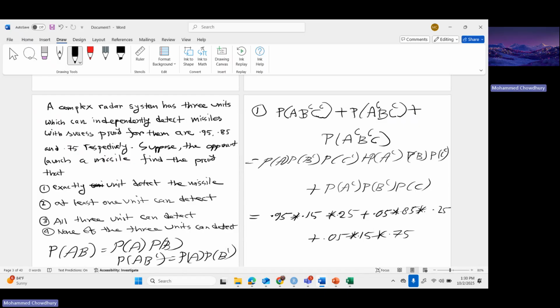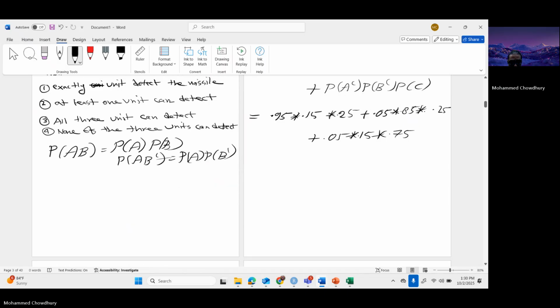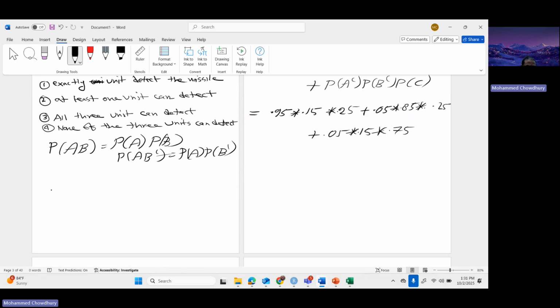Let me write it in here. So take a look at that. This is what I want to explain to you. Probability of detecting by the unit A for an incoming missile is 0.95. Okay? Probability of not detecting the missile by the unit A equal to 1 minus 0.95, which is equal to 0.05. Do you agree with that?